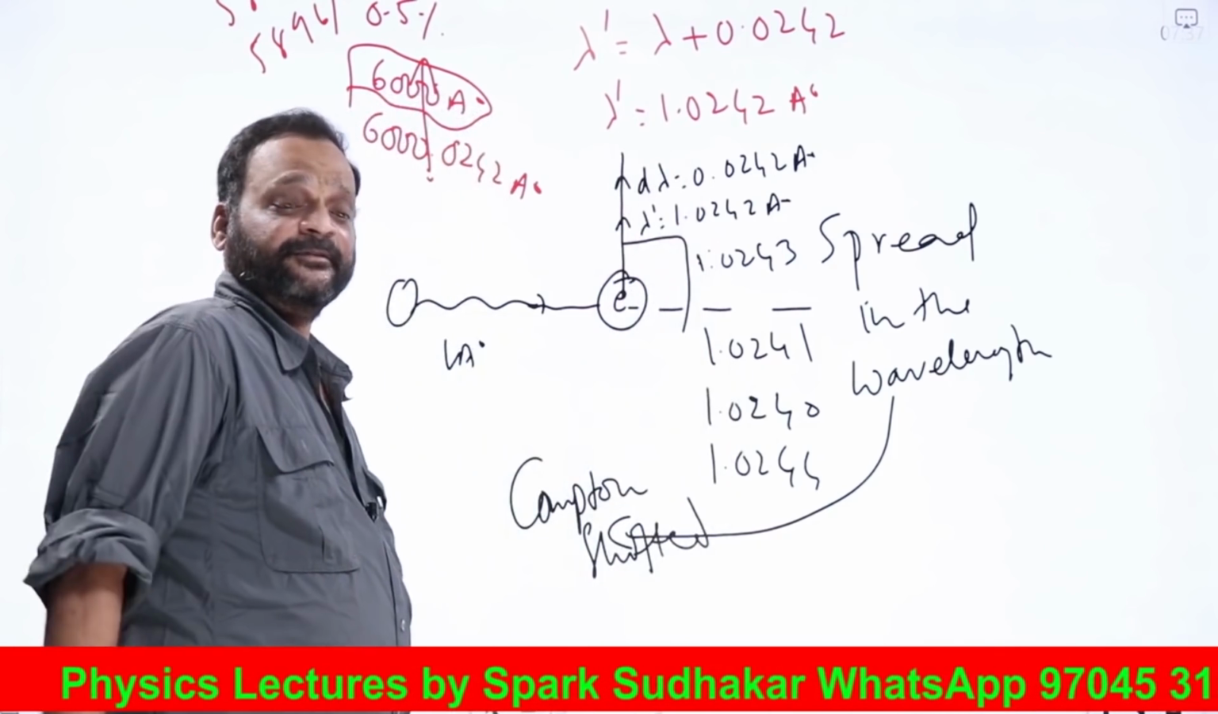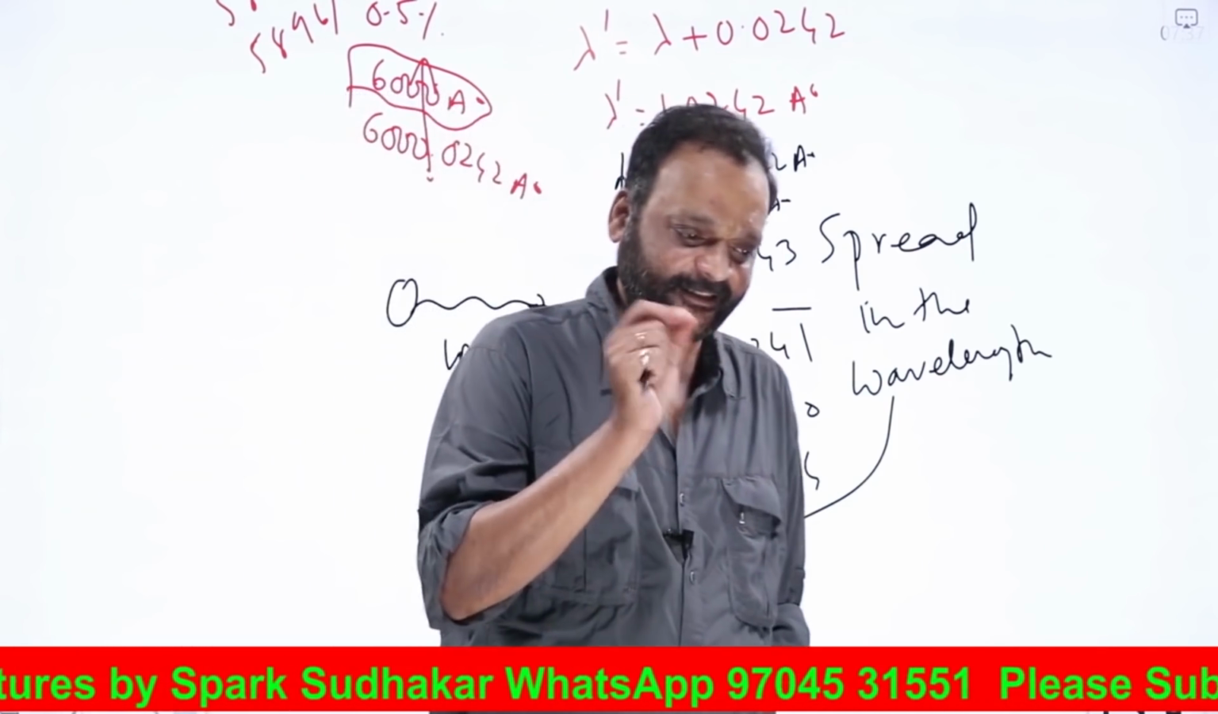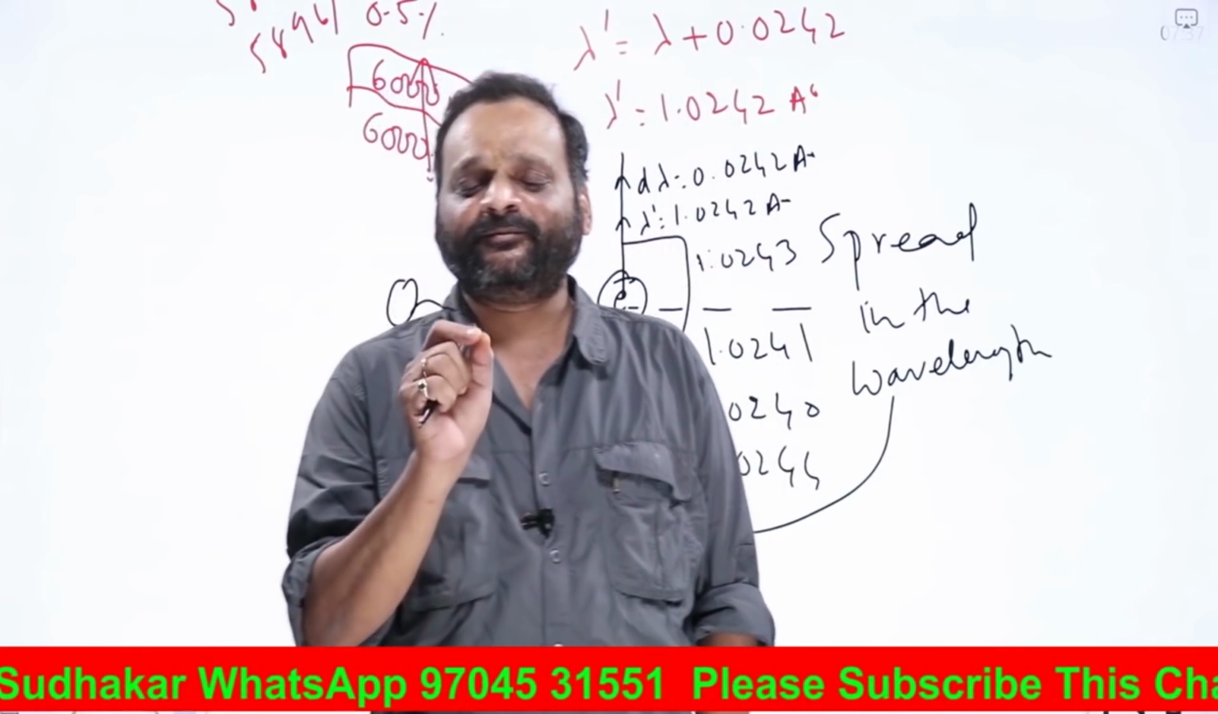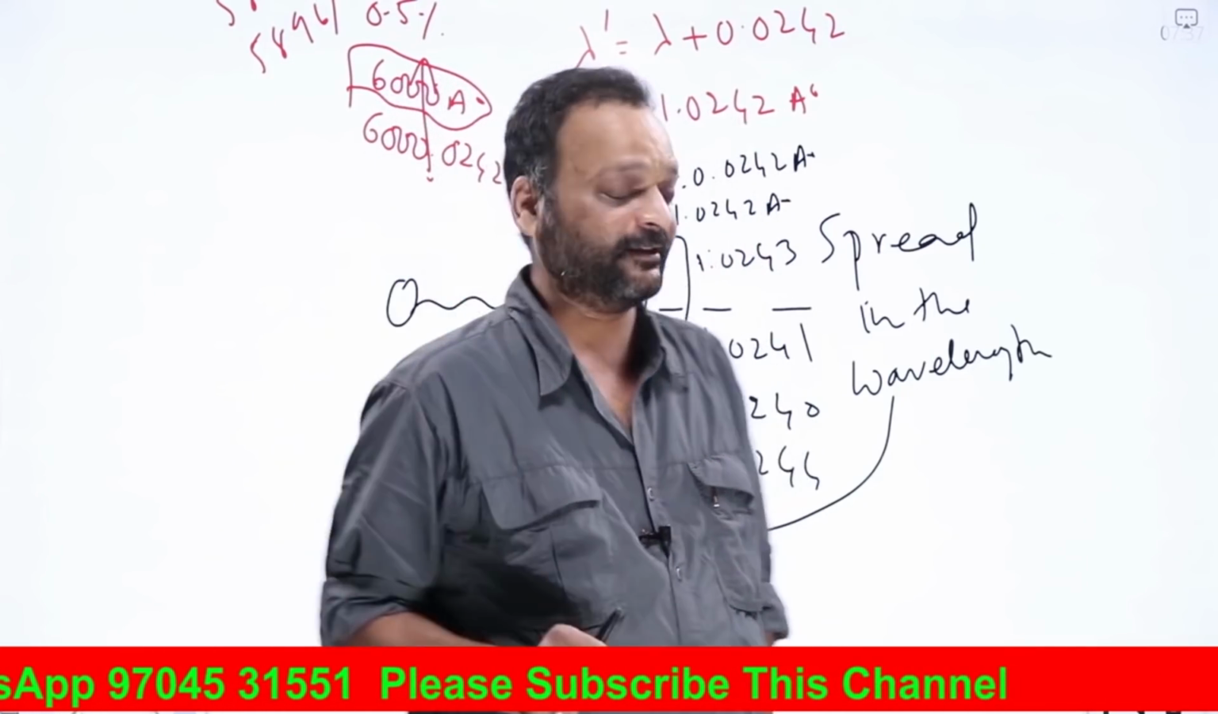Spread in the wavelengths of Compton shifted X-rays. Why is that small spread coming? Why are you not getting simply exactly 0.0242? Why are you getting 0.0241, 0.0244 like that? What is the reason for that?